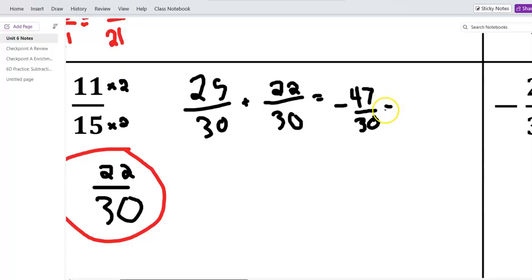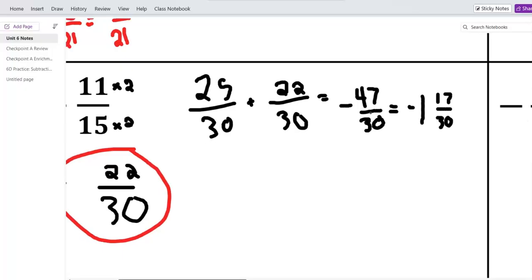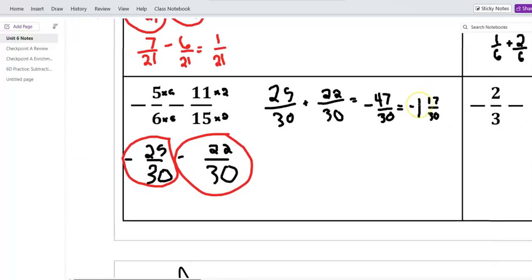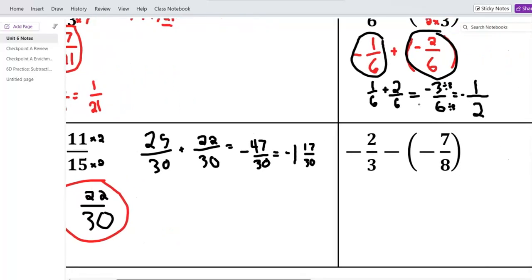And then lastly, we will never leave it as an improper fraction. And so I know 30 can go into 47 one time. The denominator does not change. And there are 17 left over if we take out a group of 30. So -1 and 17/30 is our answer.